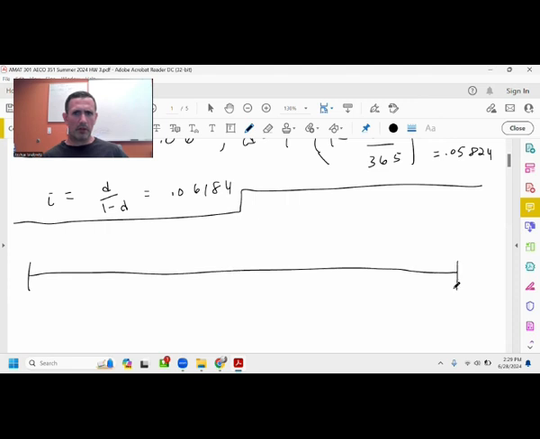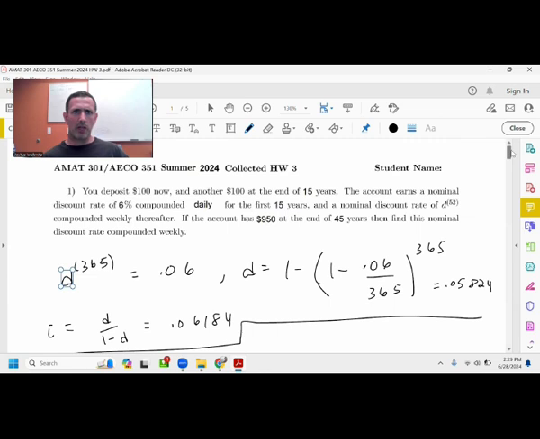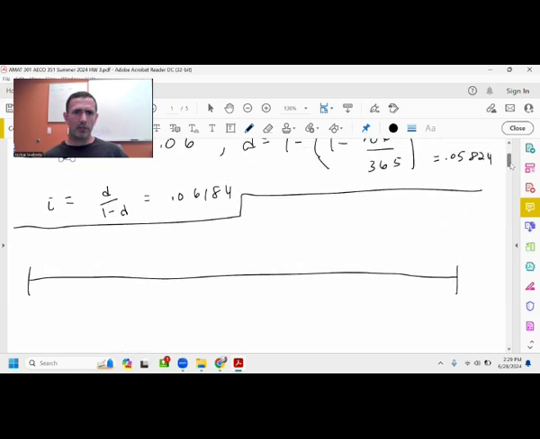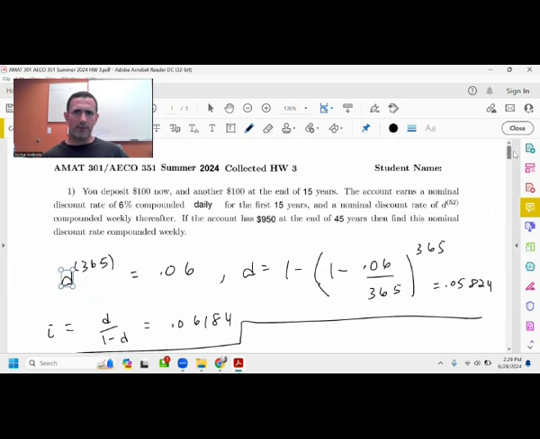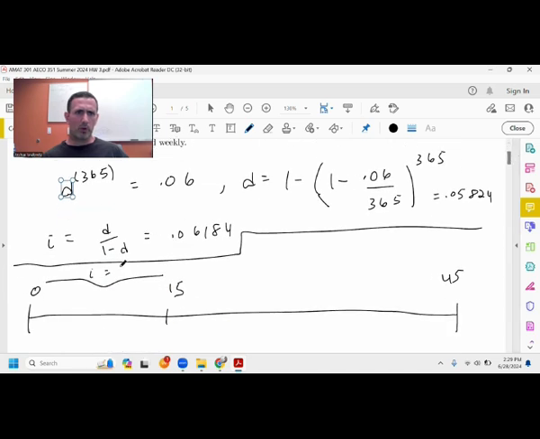So here is the situation. Draw a time diagram, it makes life so much easier. So just 2 deposits, now and at the end of 15 years. We know what i is for the first 15 years. It's 6.184%, we just computed that. So to me, the easiest thing to do is figure out what i is and then convert it to d, then convert it to d52.